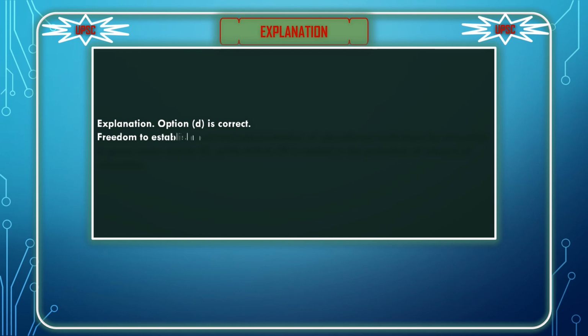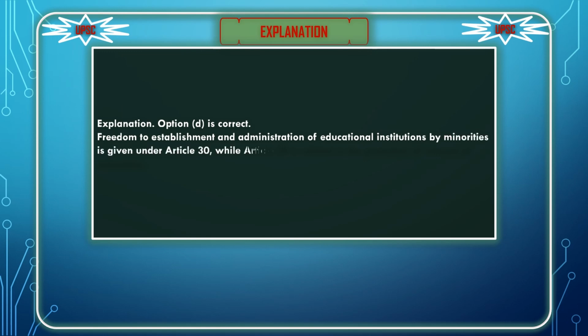Explanation. Option D is correct. Freedom of establishment and administration of educational institutions by minorities is given under Article 30, while Article 29 is related to the protection of interests of minorities.